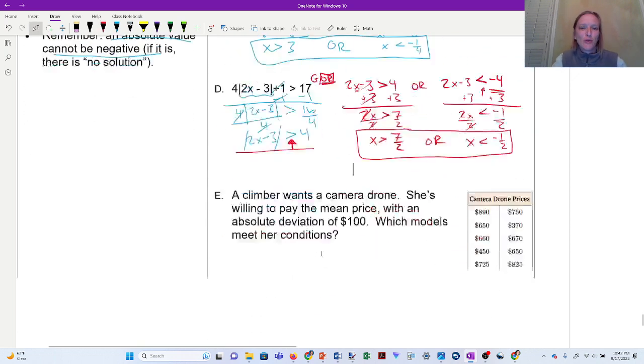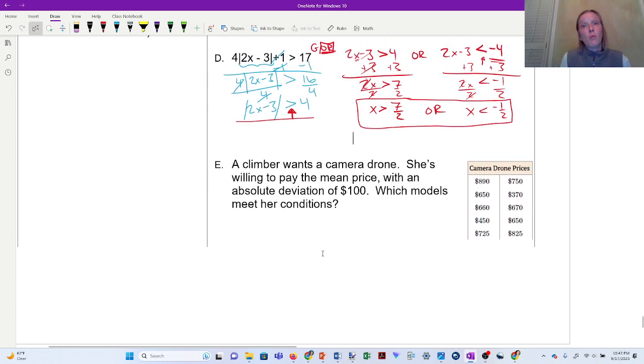Let's look at a real-world example of when we might use an absolute value inequality. A climber wants a camera drone. She's willing to pay the mean price with an absolute deviation of $100. Which models meet her conditions?